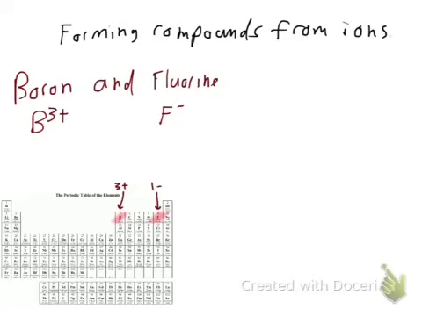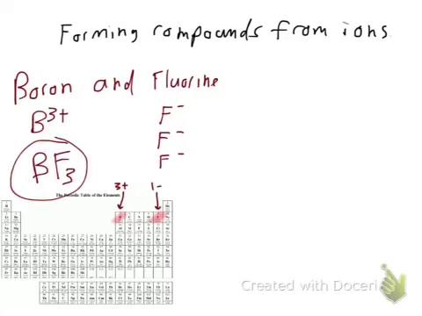Taking a look at this, we don't have enough negative. We have 3+, we have 1-, we need more negatives. So we'll add a fluorine. Now we have 2- and 3+, not quite there. Add another fluorine, now we have 3-, 3+, we're good, we're balanced. The total charge would be 0. So we have BF3, which means 1 boron, 3 fluorines.